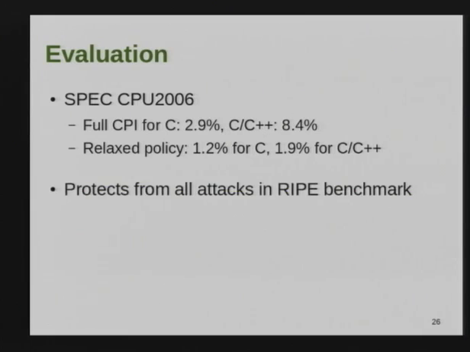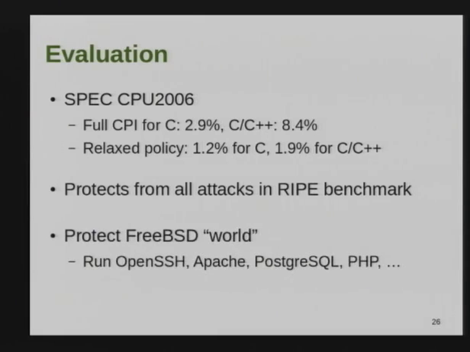We protect from all attacks in the RIPE benchmark, which is an exploit-based benchmark that tries to evaluate different security properties of CFI-like implementations. And also we protect FreeBSD. So we've recompiled a FreeBSD distribution with our compiler to show the maturity of the compiler, that it actually handles a large amount of code, millions and millions of lines of code.